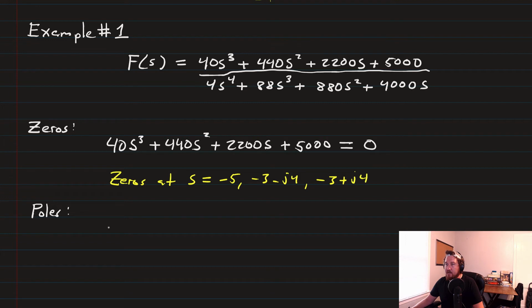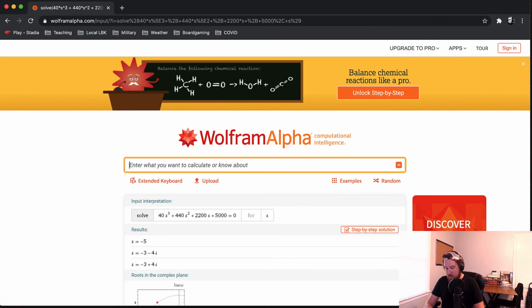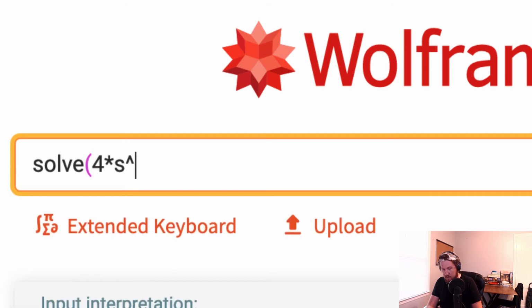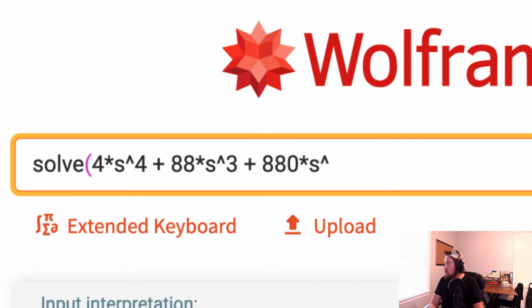This time we'll just set the denominator equal to 0. 4 s to the fourth plus 88 times s cubed plus 880 times s squared plus 4,000 s equal to 0. And just like before, we'll go back to Wolfram Alpha and we'll say solve 4 times s raised to the fourth plus 88 times s raised to the third plus 880 times s raised to the second plus 4,000 times s is equal to 0, and we are solving for s.